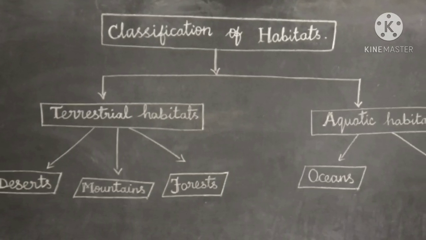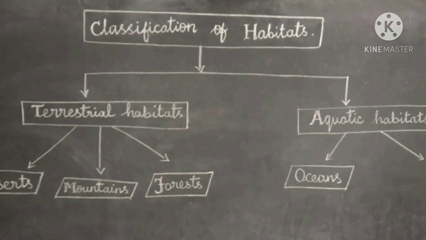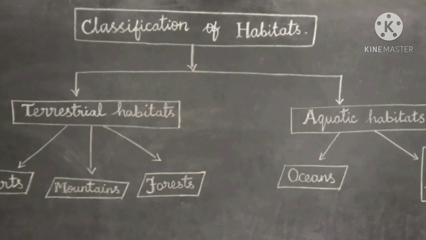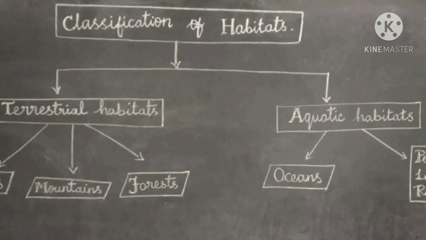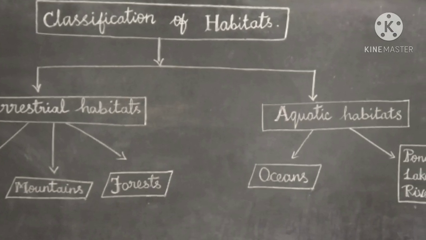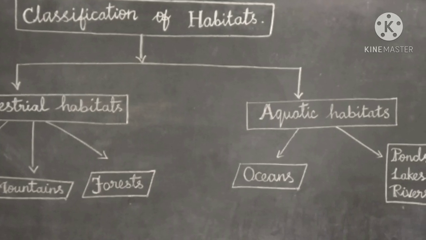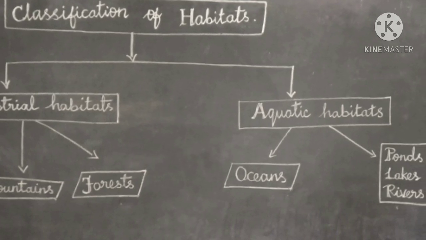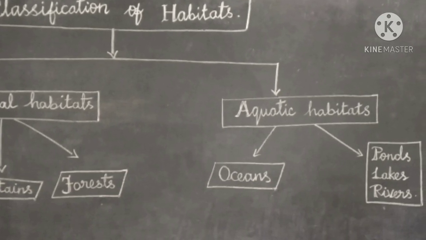Habitats are further classified into two types. First one, terrestrial habitat. Another one, aquatic habitat. Terrestrial means a land habitat. That is also further classified into three types. First one, desert. Second one, mountain. Last one, forest habitats. Let us see about aquatic habitats.